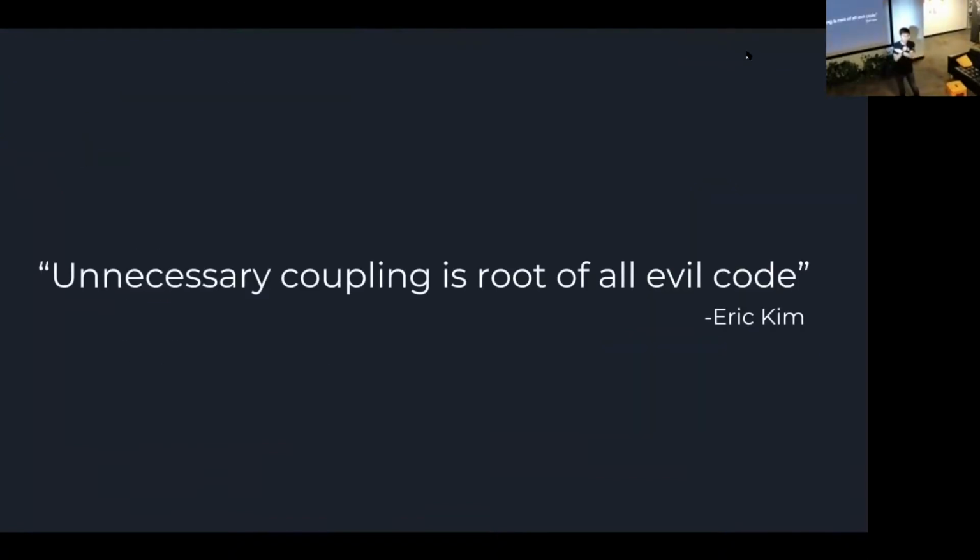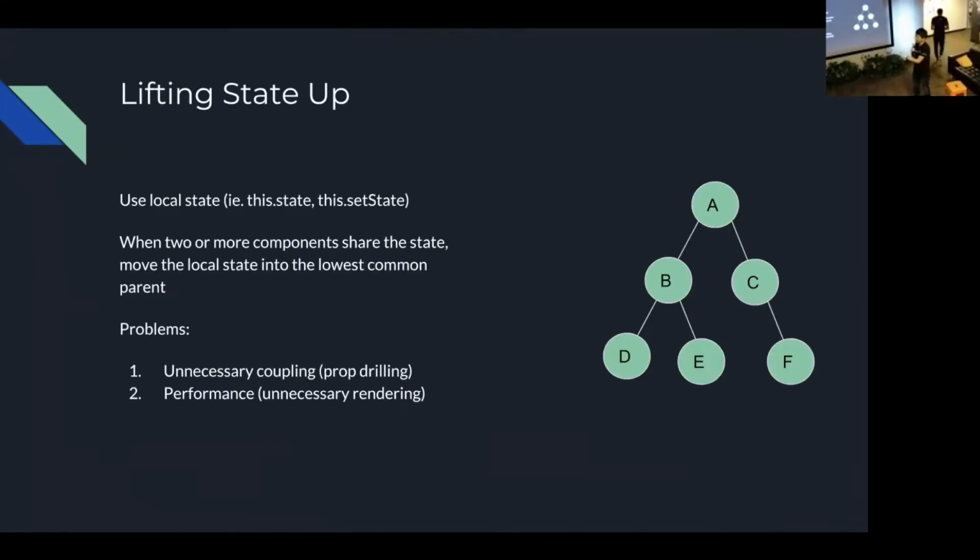I just have a quote, but this is the only quote I will have for today because I was kind of running out of time. This is the quote I used before: unnecessary coupling is the root of all evil code. In this case, I don't really like doing this because you're introducing unnecessary coupling. For example, if you lift the state up to A, B and C actually don't really care about that state, but now they're coupled. They now need to be aware of that state, and now you have unnecessary coupling.